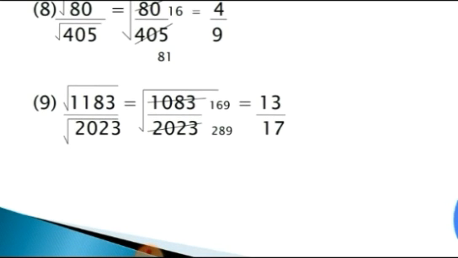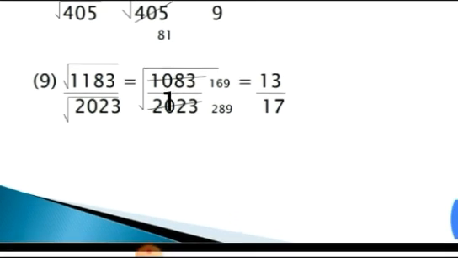Question number 9 is also the same. 1183 by 2023. Here the question is written wrong, it is 1183, but here it is written 1083. You correct it in your copy and cancel this number. Your answer is 169 by 289. The answer is 13 by 17.